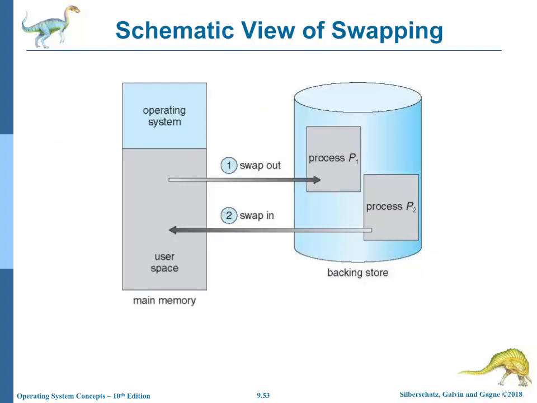Process instructions and the data they operate on must be in memory to be executed. However, a process or a portion of a process can be swapped temporarily out of memory to a backing store and then brought back into memory for continued execution. In this figure, we can see in the main memory, process P1 is swapped out to the backing store, and process P2 is swapped in from the backing store into the main memory.